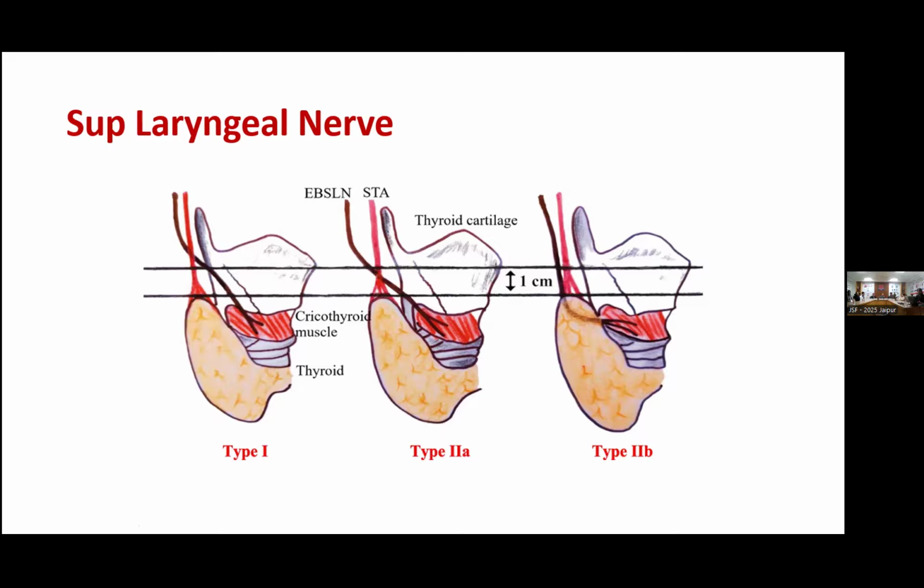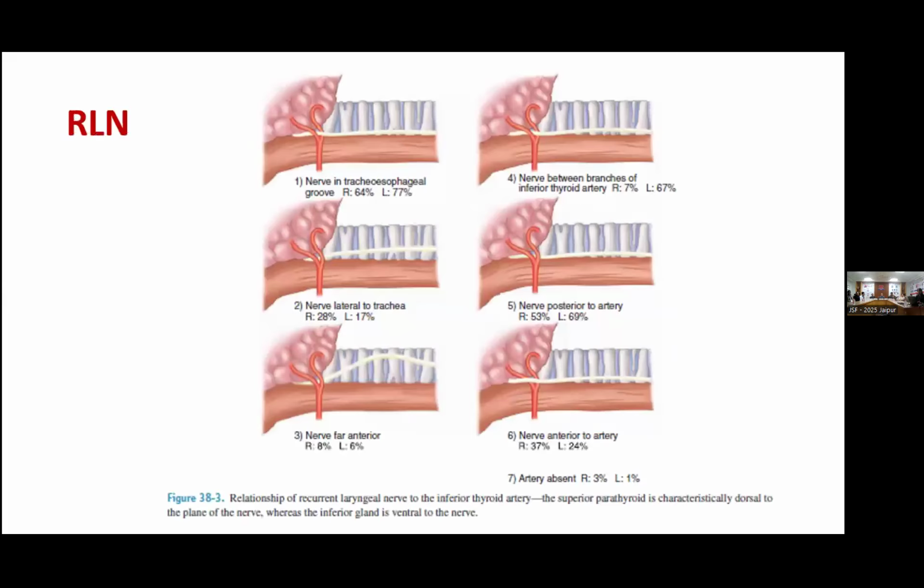And even if we are not able to visualize this properly, it's advisable to cut the strap, the sternothyroid muscle, rather than struggling to get in there. Because if you have not seen it and put your right angle artery forceps and an en masse ligature has been done, you may get the nerve injured.